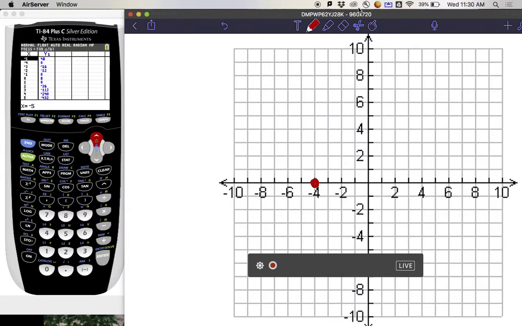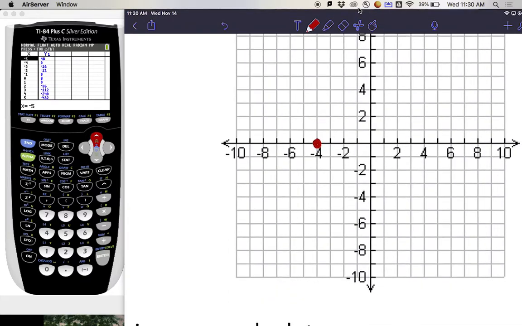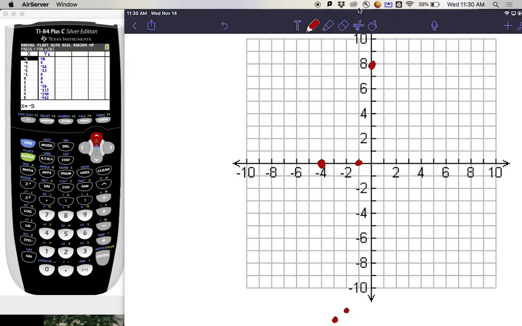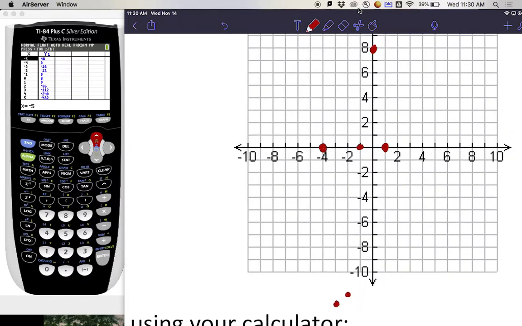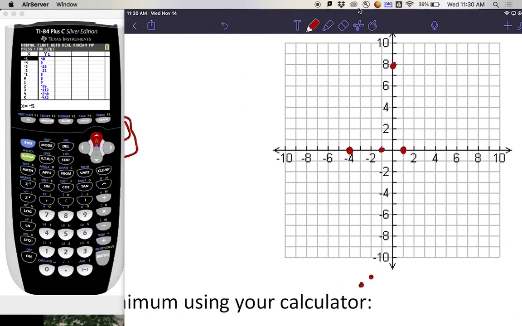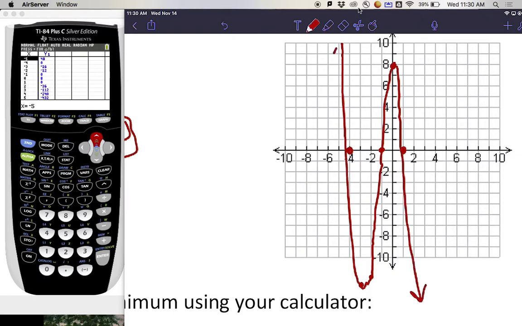So negative 4, 0. Negative 3, negative 16, so like way down off the graph. You got negative 2, negative 12, maybe kind of like right there. We got negative 1, 0. We got 0, 8. We got 1, 0. And then it goes down way after that. So something that kind of looks like this right here, and then coming back up, and coming back down. Okay.